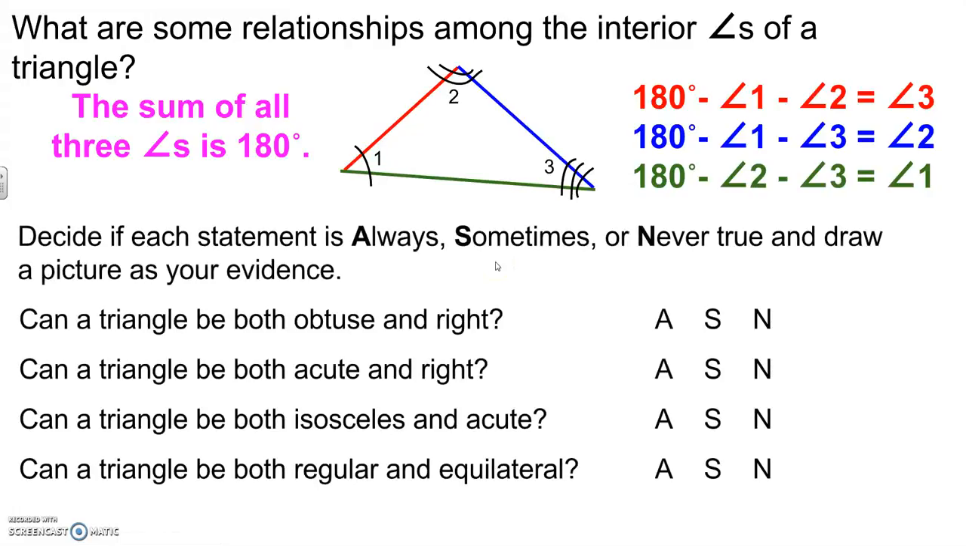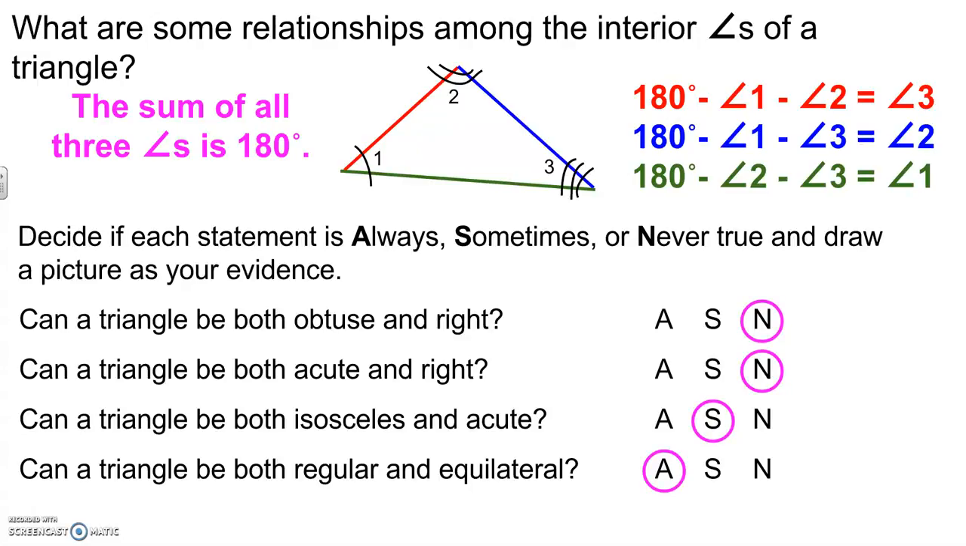Decide if each statement is always, sometimes, or never true, and draw a picture as your evidence. So again, pause and take a minute to do this. Can a triangle be both obtuse and right? Can a triangle be both acute and right? Can a triangle be both isosceles and acute? Can a triangle be both regular and equilateral?